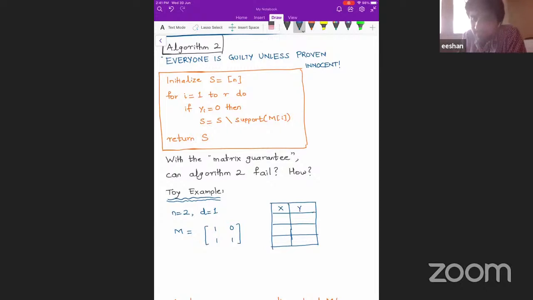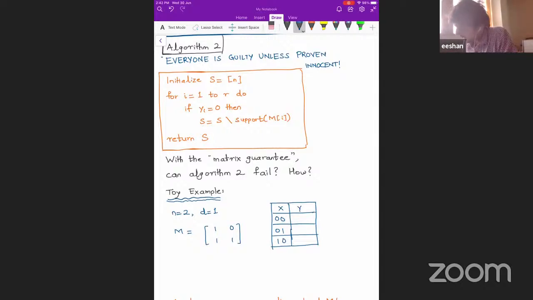Maybe I'll end with this toy example. Think about it: n is equal to 2 and d is equal to 1. So there are 2 people and at most one of them is infected, and I'm working with this matrix. The rows are 1, 0 and 1, 1. Just see what is happening here. First of all, what possible x's are there with the assumption that d is equal to 1? I just have 0, 0, 0, 1 and 1, 0. I don't have 1, 1 because d is 1, so both cannot be infected.